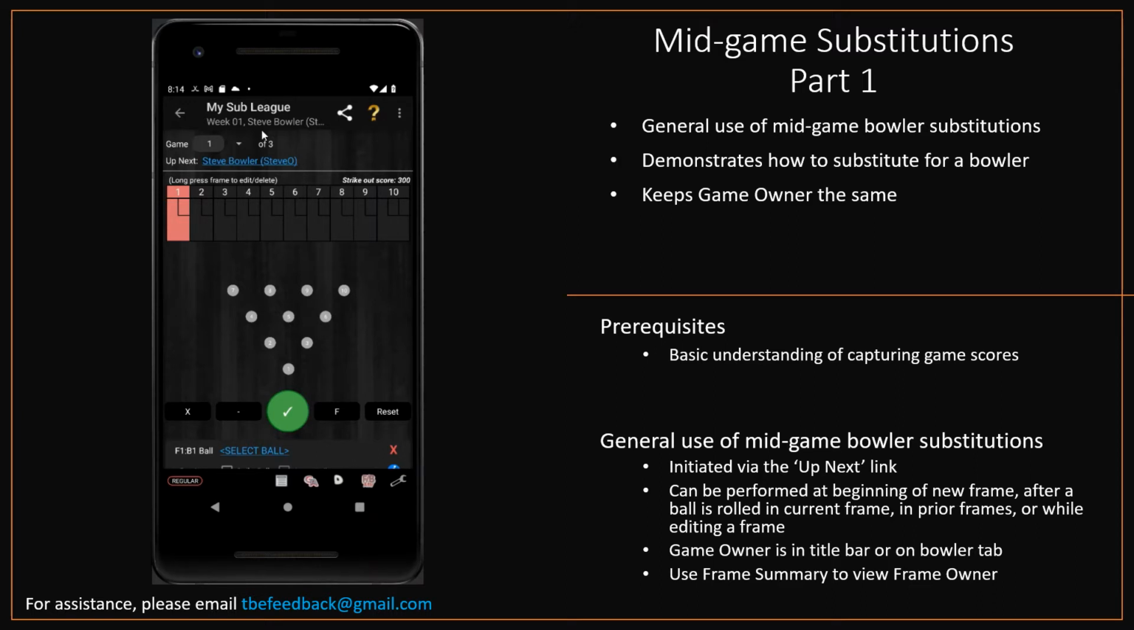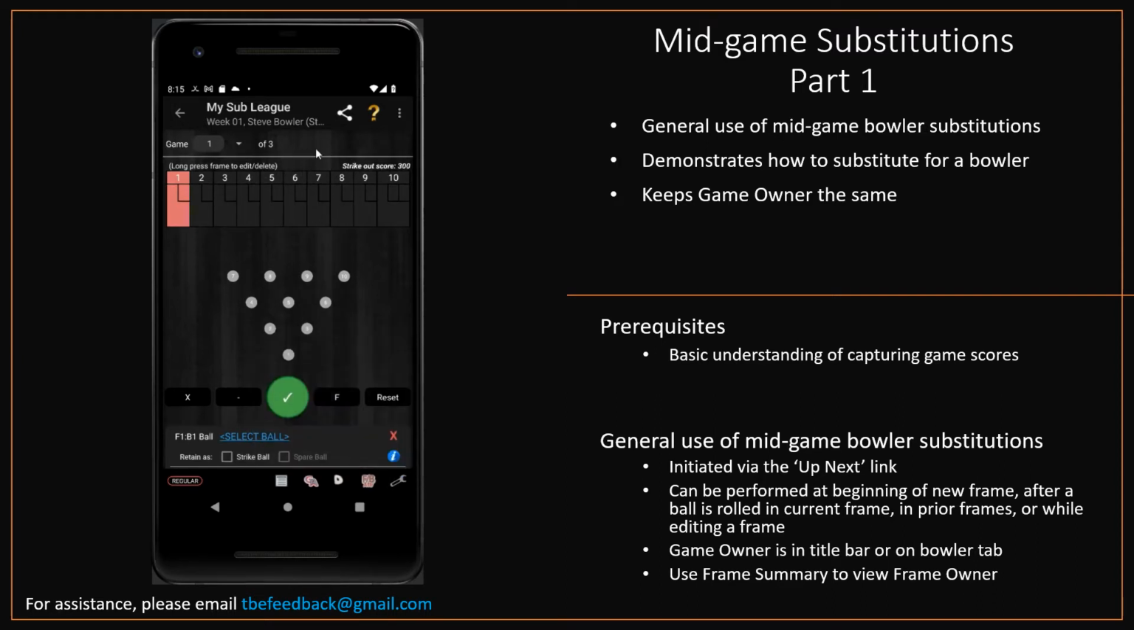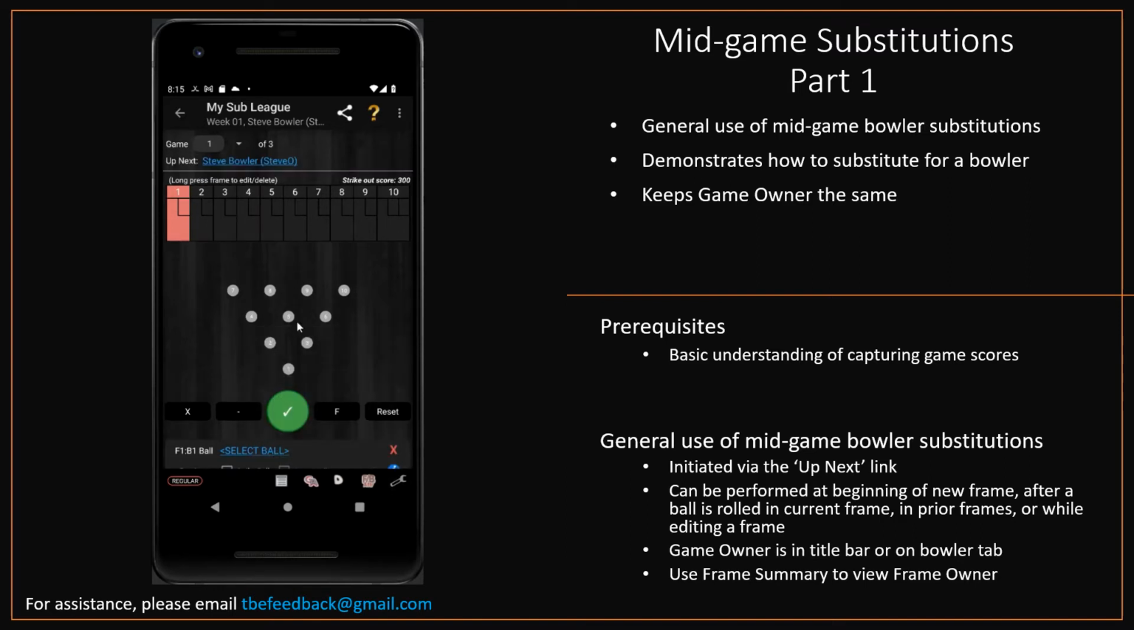If multiple bowlers had been selected, each bowler would have their own tab with their name, which also indicates the game owner. And the up next link. The up next link indicates the bowler who will roll the next ball, and it's the primary way a mid-game substitute will be initiated. If you do not plan on using mid-game substitutes, you can hide the up next link by clicking the local menu settings, the little wrench on the bottom, and then selecting hide up next bowler. You can see it went away, but we are going to show up next bowler because we're going to wind up using it.